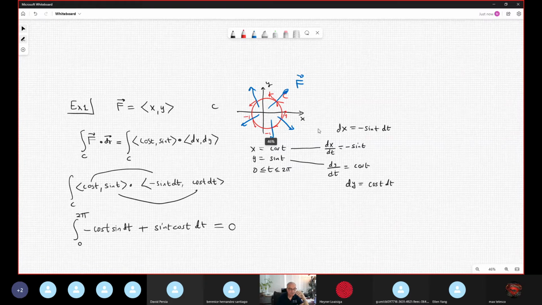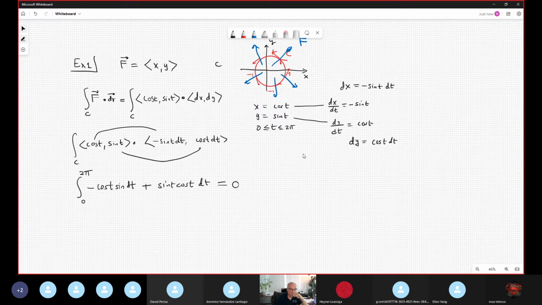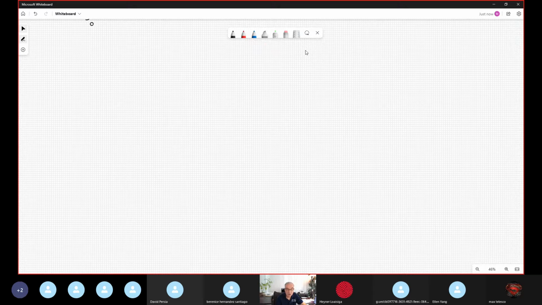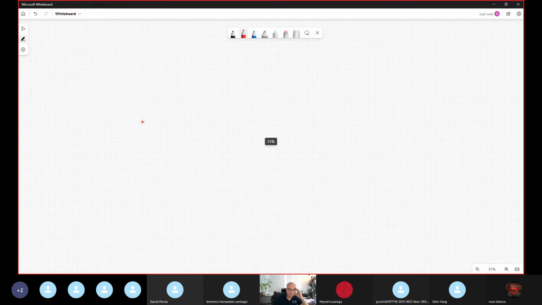Do you see that or no? And you prove it mathematically. Easy or no? At least this example. Another one is a little bit more complicated. Let's move on to another example to see another approach to compute the circulation.